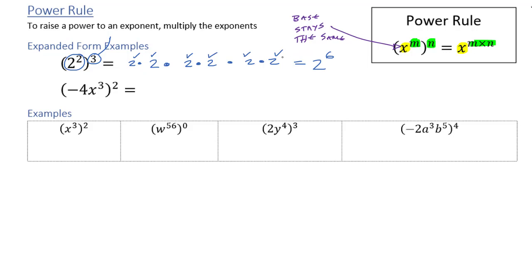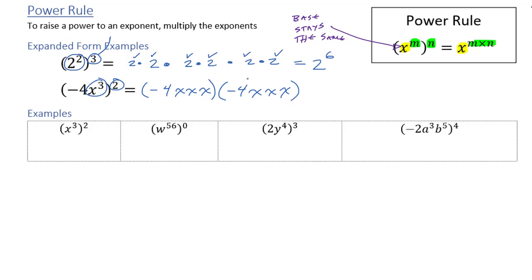Now here's where things get wacky, right? Think about this one here. We have a negative, a 4, and 3 x's. So if we wrote it out the long way, we have a negative, a 4, and 1, 2, 3 x's in the bracket, right? That's what that means. And we have that entire bracket 2 times. So times -4 times x times x times x.